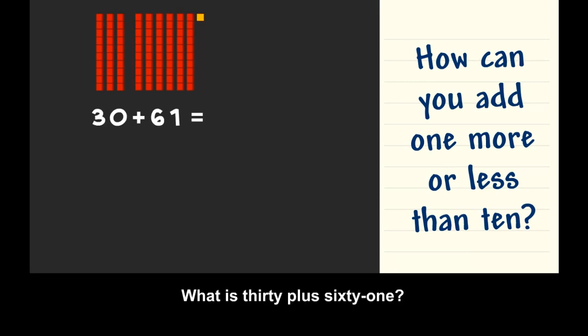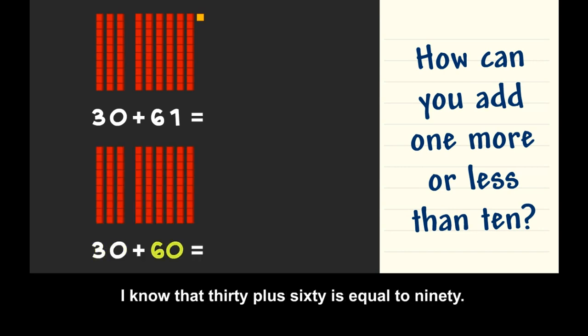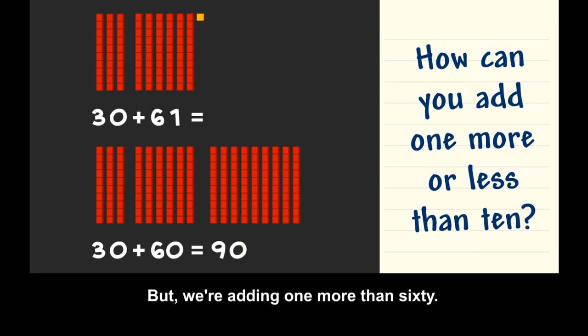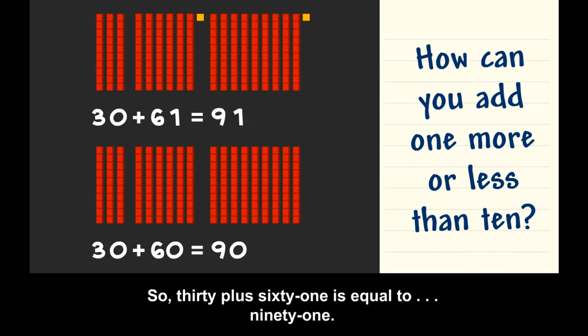What is 30 plus 61? I know that 30 plus 60 is equal to 90, but we're adding one more than 60. So 30 plus 61 is equal to 91.